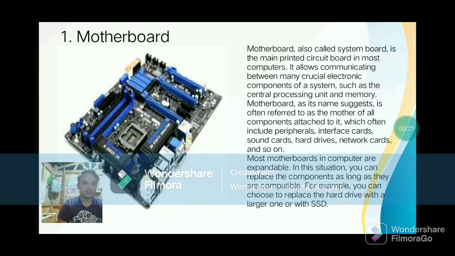Motherboard, as its name suggests, is often referred to as the mother of all components attached to it, which often include peripherals, interface cards, sound cards, hard drives, network cards, and so on. Most motherboards in computer are expandable. In this situation, you can replace the components as long as they are compatible. For example, you can choose to replace the hard drive with a larger one or SSD.